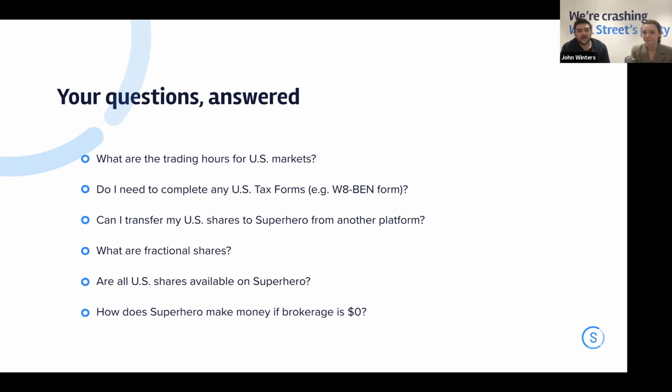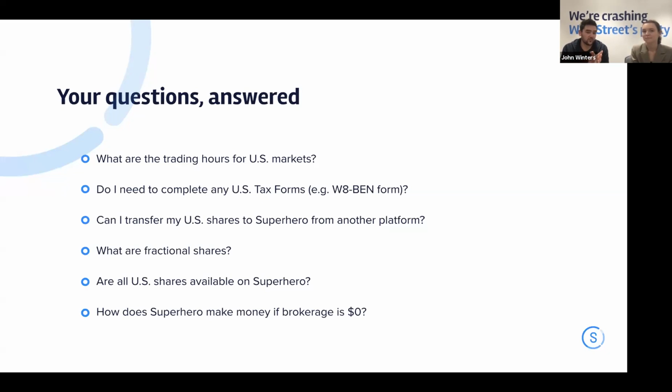A W8 Ben form is a beneficial ownership statement that says you agree to the treaty rates agreed with the country that you live in. So for Aussies, what it does is it reduces your tax rate on US dividends and interest from 30% to 15%. Yeah. So when you file your tax return, that's important to know.